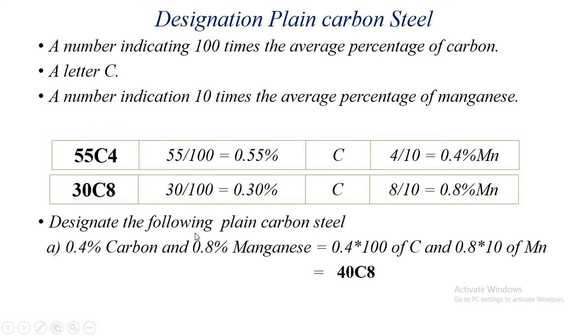So let us now designate the following plain carbon steel whose chemical composition is given to us. So that is 0.4% carbon and 0.8% manganese. So 0.4 multiplied by 100 will give you carbon, that is 40C, and 0.8 multiplied by 10 will give you the number 8. So the designation of this particular plain carbon steel whose chemical composition is given to us is 40C8.